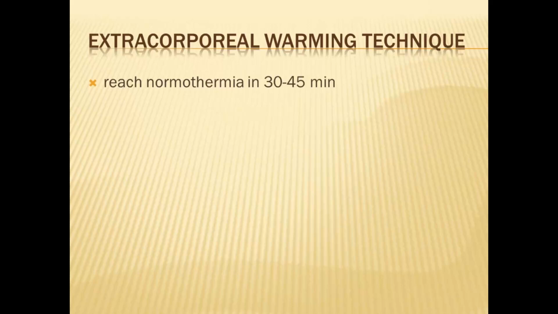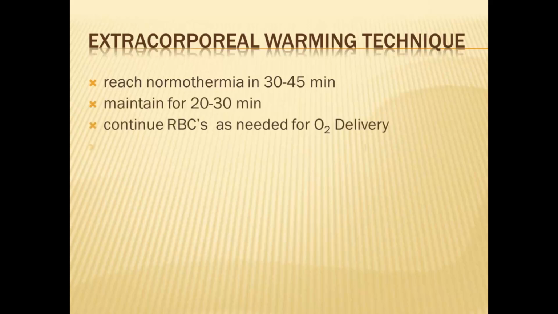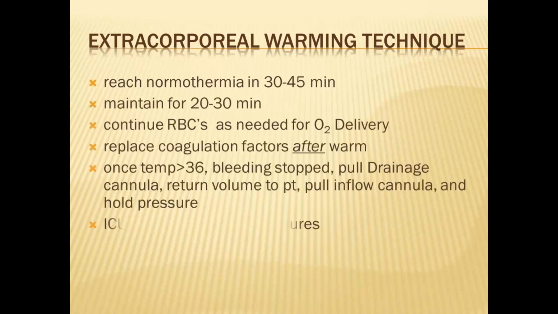You don't need to use heparin because the patient is already coagulopathic, so you don't require heparin in that case. The target is to reach normothermia in 30 to 45 minutes, maintaining for 20 to 30 minutes. Once the patient reaches a normal temperature, the coagulopathy also starts settling down, and then you can think of getting the ECMO out within say 1 to 2 hours. Once the temperature reaches more than 36, the bleeding stops, you can take the cannulas out, and it can be an ICU procedure.